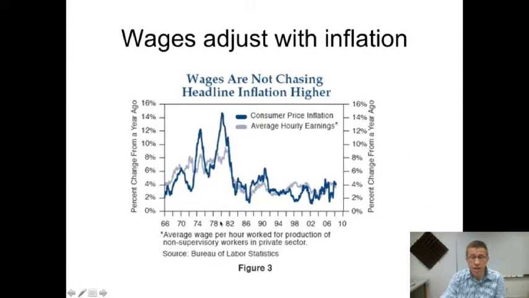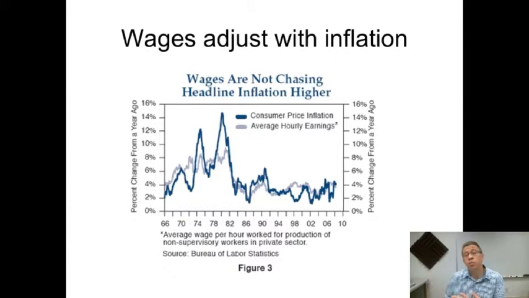So here's a chart that shows, I think, pretty clearly that wages adjust with inflation. Now, certainly these lines aren't going perfectly, but the dark blue shows inflation in consumer prices. The gray line shows the average hourly earnings. Notice the periods where there's higher inflation, there tends to be higher wage increases. In the periods where there's lower inflation, there's lower wage increases. This should make sense. Wages will adjust with inflation.